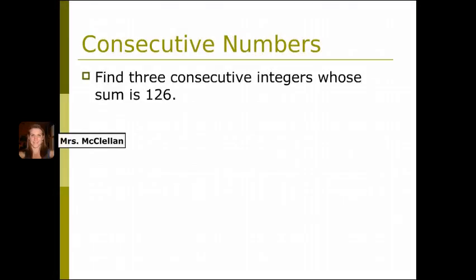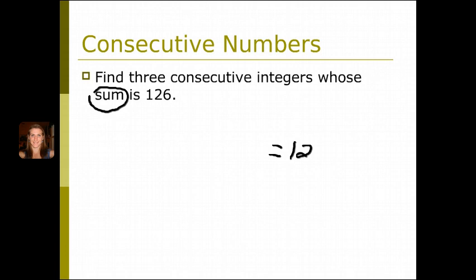All right, so now we're going to talk about how to find consecutive numbers. Our problem wants us to find 3 consecutive integers whose sum is 126. Now, we know that sum means to add. So we're adding three numbers to equal 126.